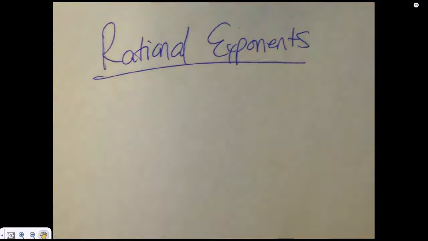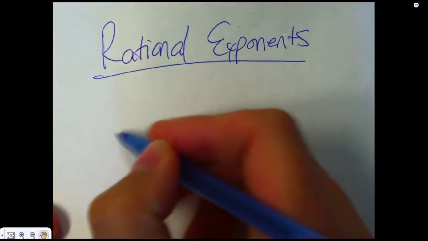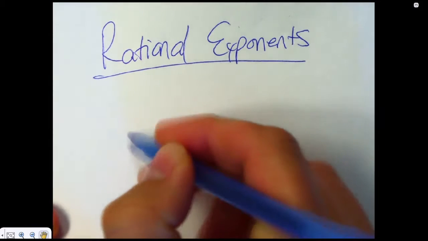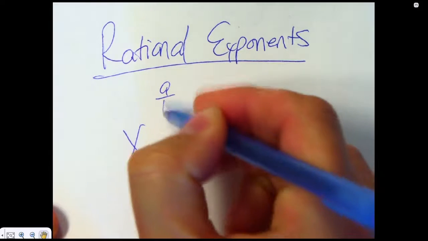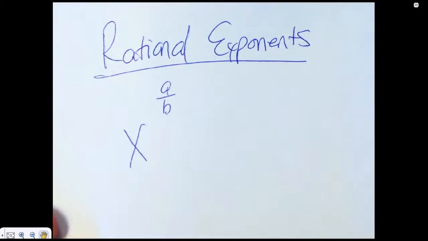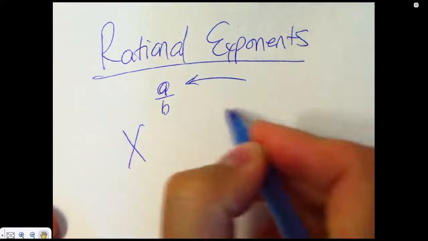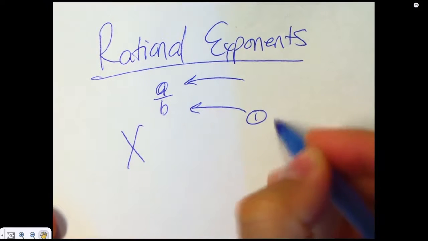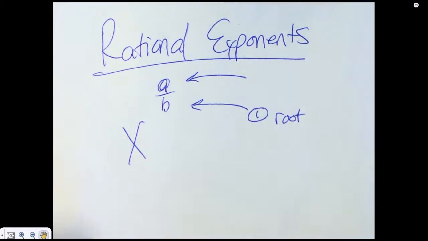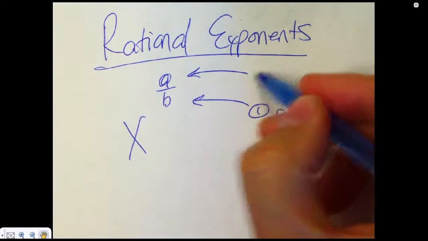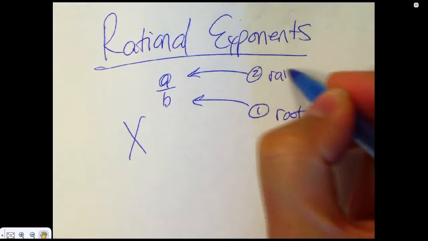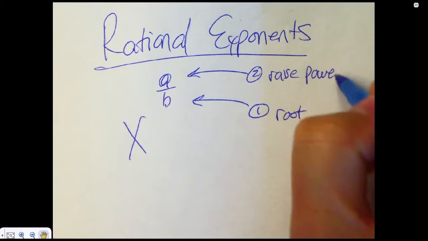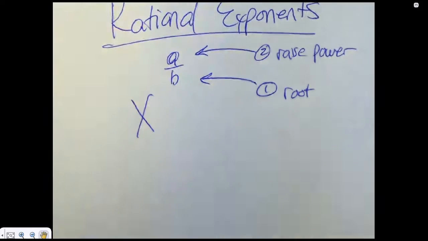All right. So if you get something like x to the a over b, you've got a fractional exponent up there. That number on the bottom is the first thing you're going to do. It's telling you to take the b root of whatever is going on there, and then the second thing you do is raise to the power on top.